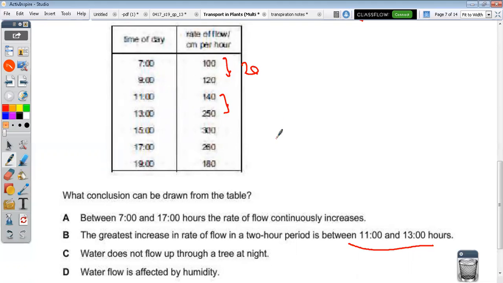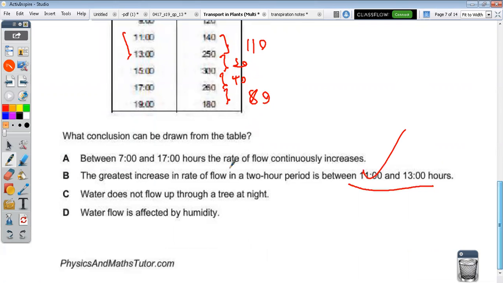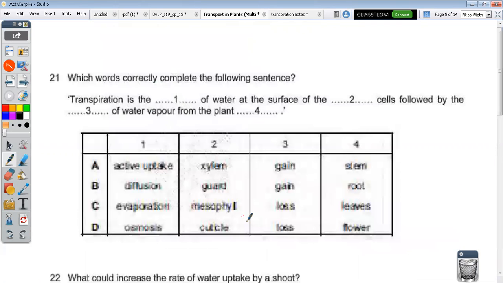20. Huh? What is the difference there? 110, 10. The difference there is 50. The difference there is 40. The difference there, that's 260. What's 260 minus 180? 80. Yeah? So that's the answer. It's from the diagram. You don't need to read about it. Clear? An obvious answer.